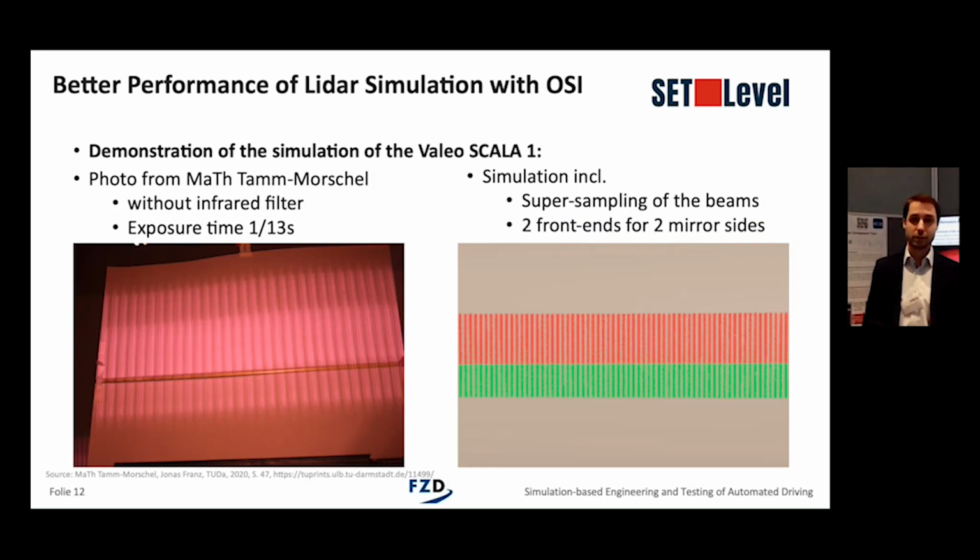Or in the case of a Valeo Scala, there are two mirror sides in the sensor, and you have kind of overlapping beams, as you can see in this infrared picture from a real sensor on the left. And we can now also simulate this with these 2 mirror sides, as you can see on the right.